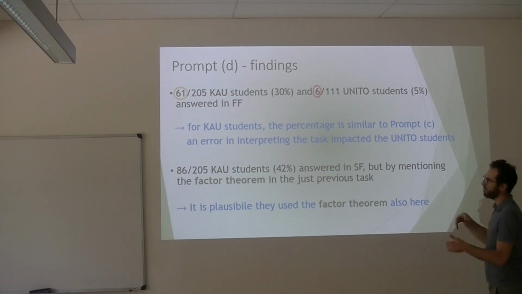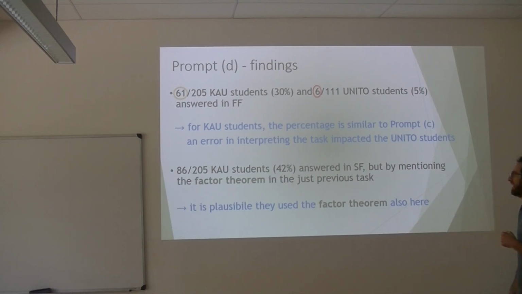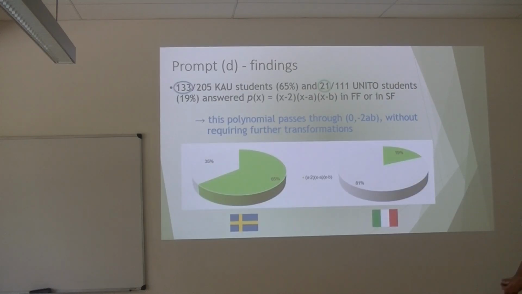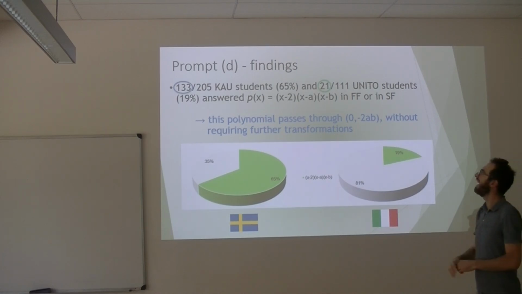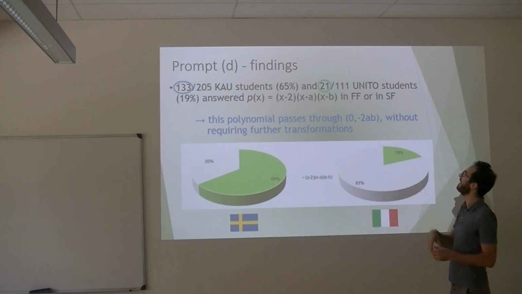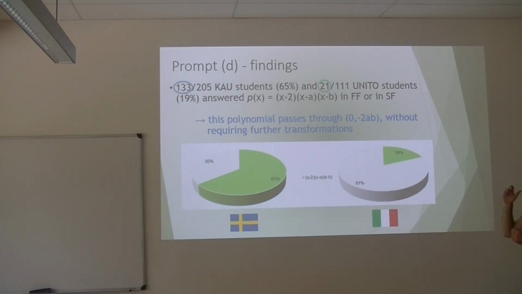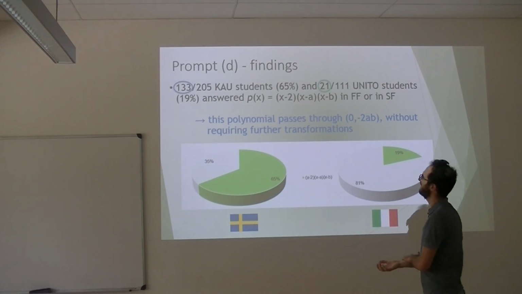And also, again, we have similar hypotheses on the usage of the factor theorem in the previous task. So that's why we also have some little inference for this usage. And also, okay, we have, again, the percentages in here, in which a lot of Cagliari students and some of the Umeå students, due to that mistake, let's say, answered this polynomial in factor or in standard form. So this polynomial they also answered in the previous task. So they already have the example for task number D.